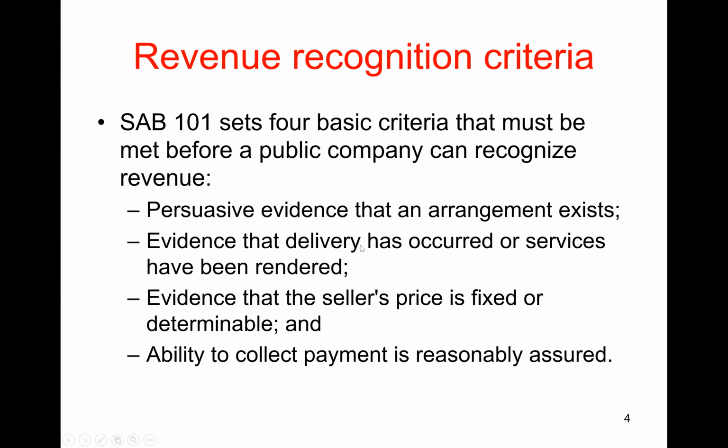Secondly, there should be evidence that delivery has occurred in the case of a product, or if it's a service, that the service has been rendered to the buyer. Thirdly, there should be evidence that the seller's price is fixed or determinable. Okay, that's important so that the company knows what the amount of the sale is. And then finally, the company's ability to collect payment is reasonably assured. Okay, so the company should be reasonably confident that it can collect payment for the product it's delivered or for the service that is provided to the customer.